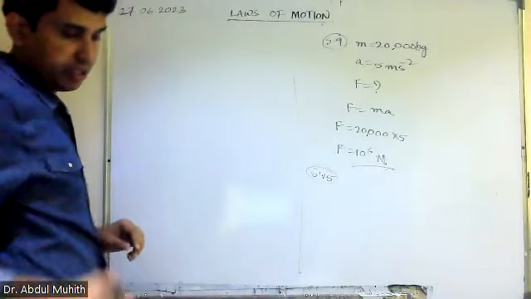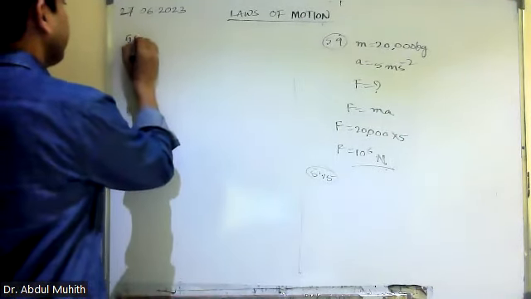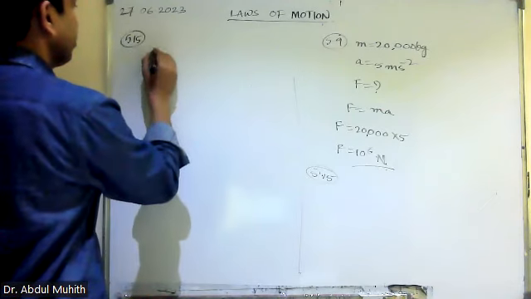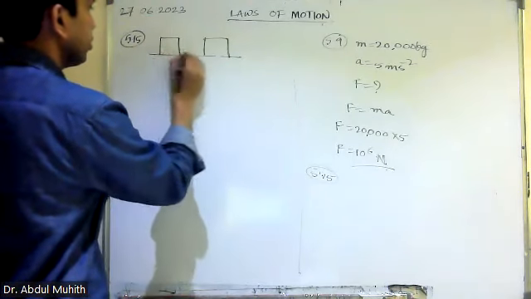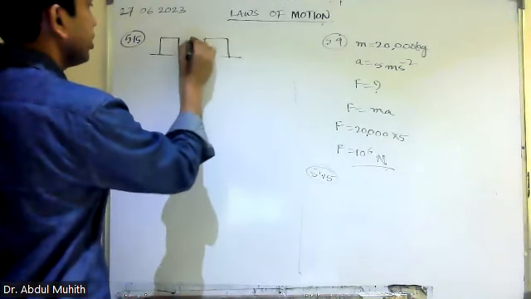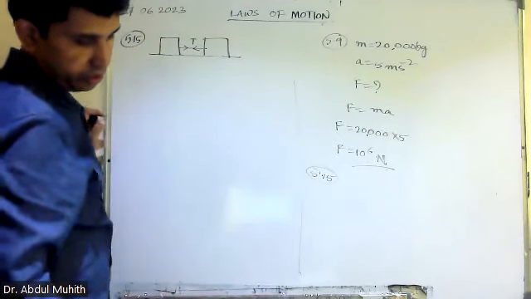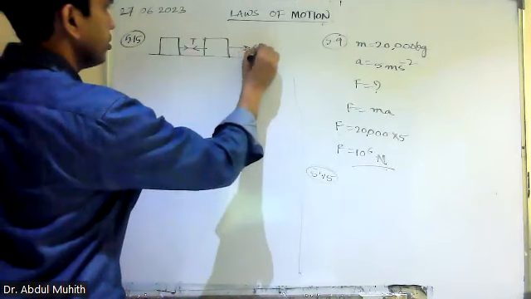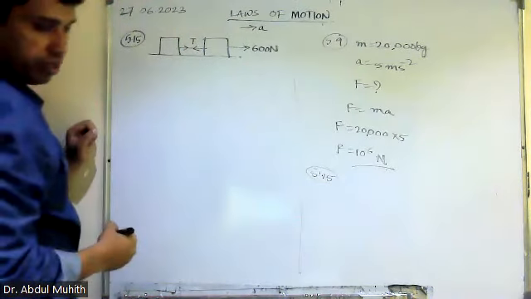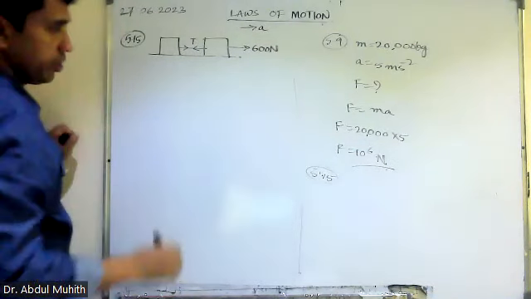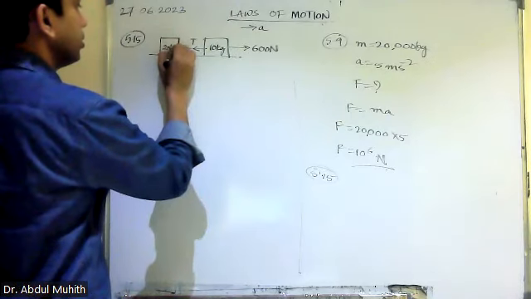Tension in the string. Now suppose there are two bodies, with a string, and T is the tension, A and B respectively. A 600 Newton force is applied here, and this is the direction of the acceleration. The masses are 10 kg and 20 kg.